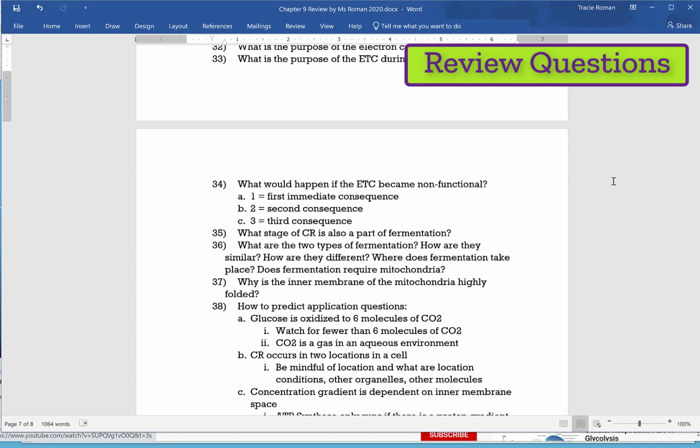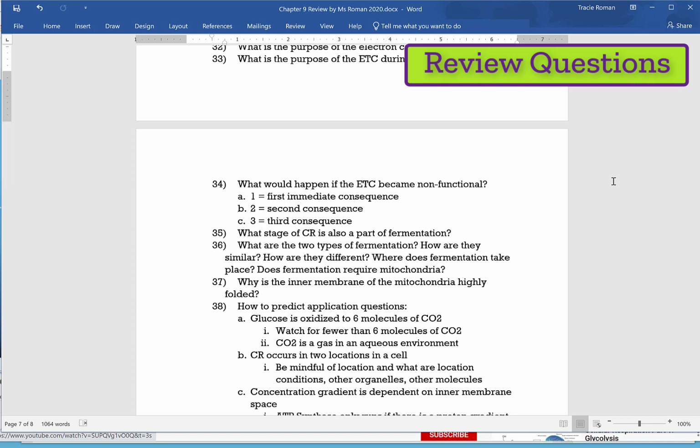They're different because they have different end products. Lactic acid fermentation, the product is lactic acid. Alcohol fermentation, the final product is alcohol. And alcohol fermentation also produces carbon dioxide, and lactic acid fermentation does not. They don't require mitochondria at all. So prokaryotes can use fermentation.